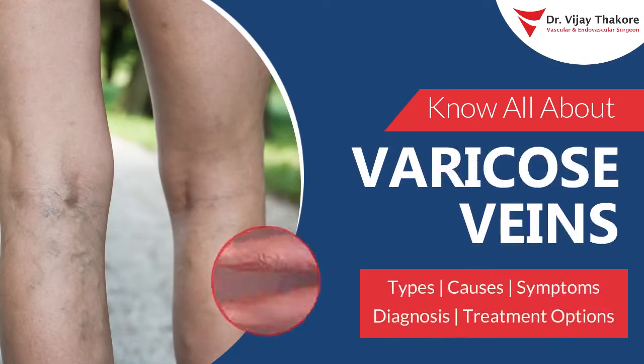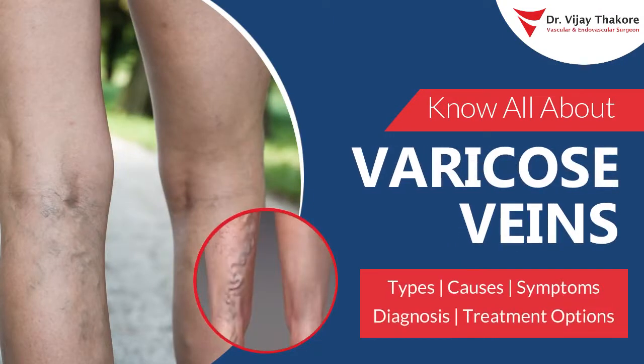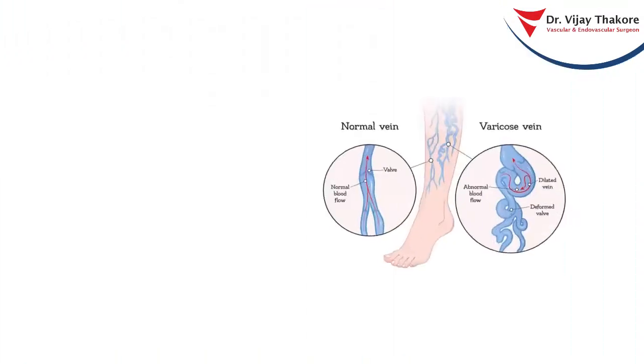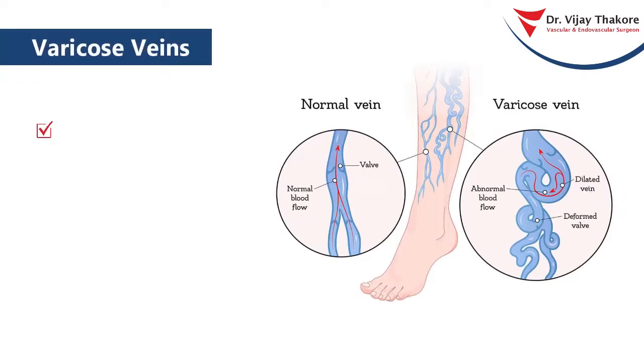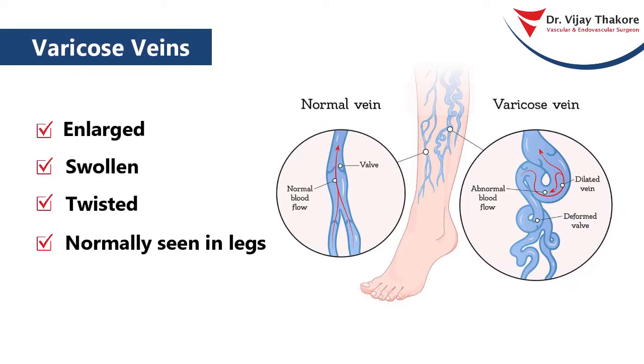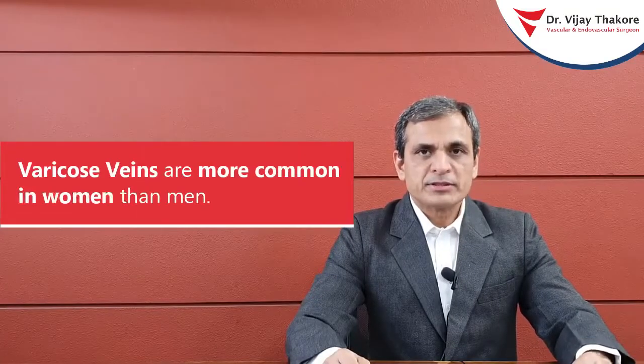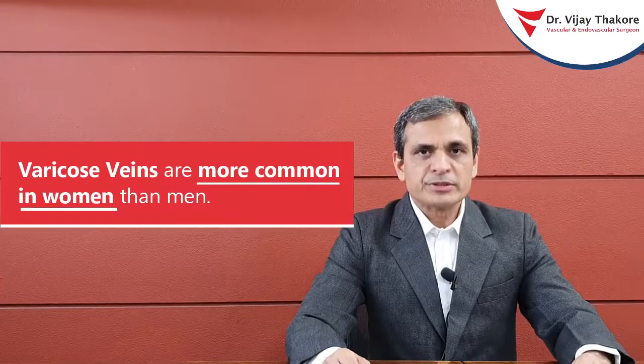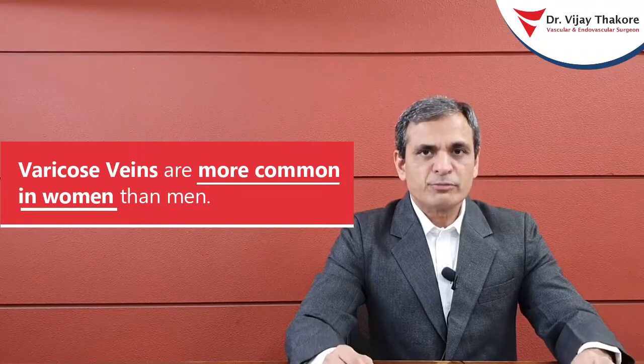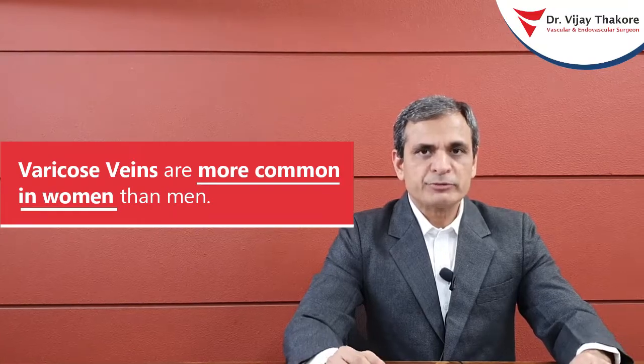First of all, I would like to talk to you about varicose veins. Varicose veins means dilated, elongated and tortuous veins which is normally seen in legs, which is known as varicose veins. Varicose veins are commonly seen in female. That does not mean that varicose veins cannot occur in male, but when you look at the commonness, it is more commonly seen in women.